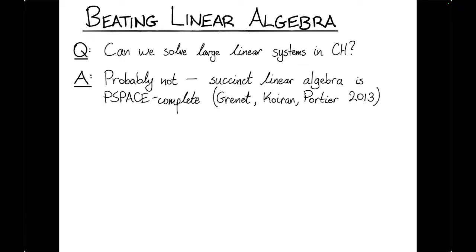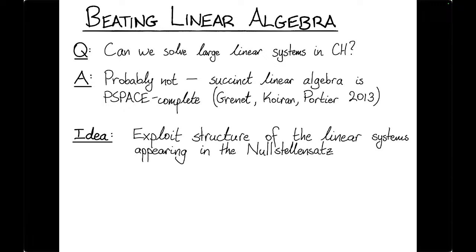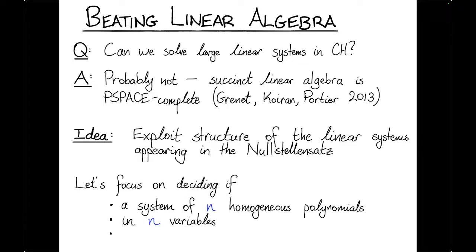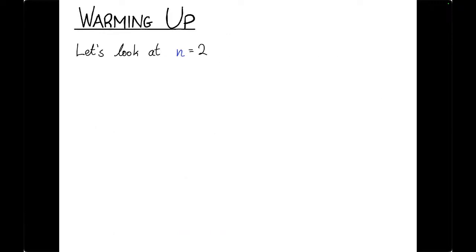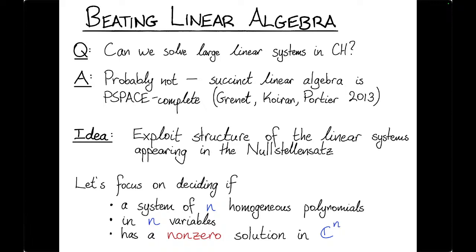Really what we're going to try and do is exploit the specific structure of the linear systems that appear in the Nullstellensatz, right? These are not general linear systems, they have structure. And for the rest of this talk, I want to focus on one case, which is deciding if a system of n homogeneous polynomials in n variables has a non-zero solution. Homogeneous polynomials are always 0 at 0, so I want a non-zero solution. If this means something to you, we're looking for a solution in projective space. Sorry, I went too fast. Right, so n homogeneous polynomials, n variables, non-zero solution.